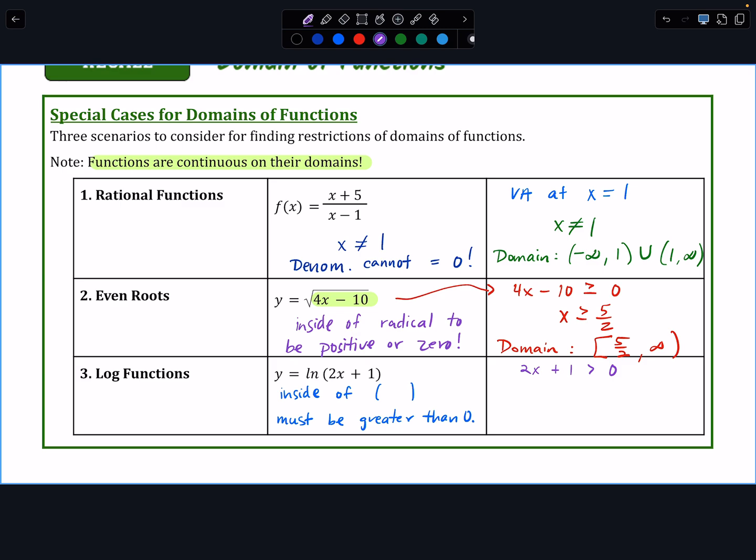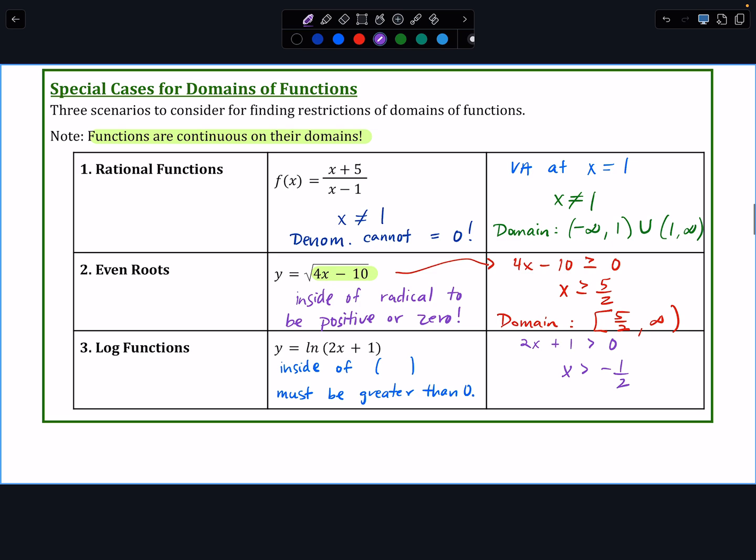So we agree I can just subtract 1 and then divide by 2. So that means that x must be greater than what? Positive or negative? Negative 1/2. Okay, so that's the domain. To write it in interval notation, parentheses or brackets? Parentheses, what comes first, the negative 1/2 or infinity? Negative 1/2, right? So parentheses, negative 1/2, comma, infinity.